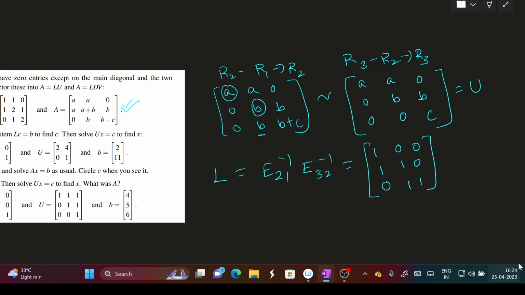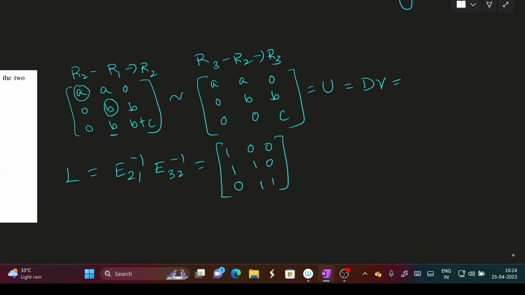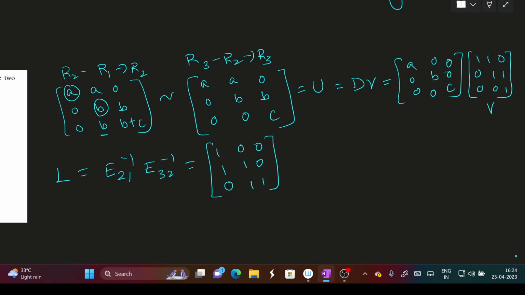This is my U. And this U can be written as DV. How to write down the DV? That is A, B, C on the diagonal and 0 elsewhere. This is my D. And what is my V? 1, 1, 0, 0, 1, 1, 0, 0, 1. This is my V. So LU factorization means we will write this L and this U. LDV factorization means L, this is my D, this is my V.